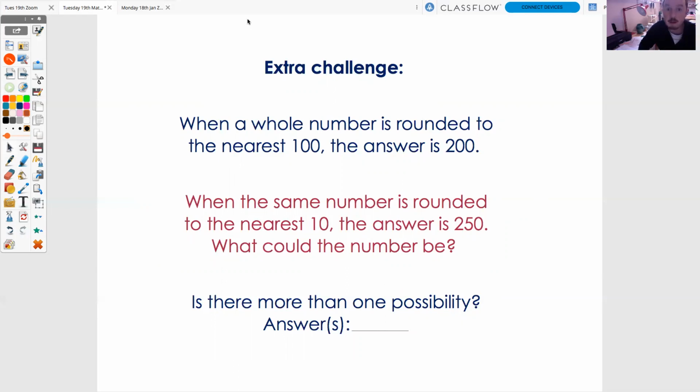Okay, I hope that's helped with your learning today. Again, let's just remember, if it's 5 or more, it goes up. If it's 4 or less, it goes down. Going down 4 or less, you're going right down. All right, I hope that helps you remember, and I hope it helps with your maths today.